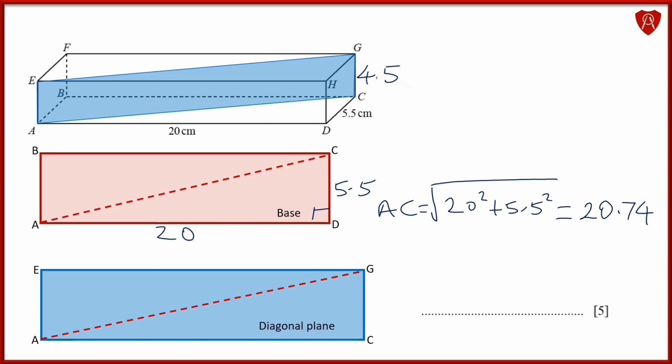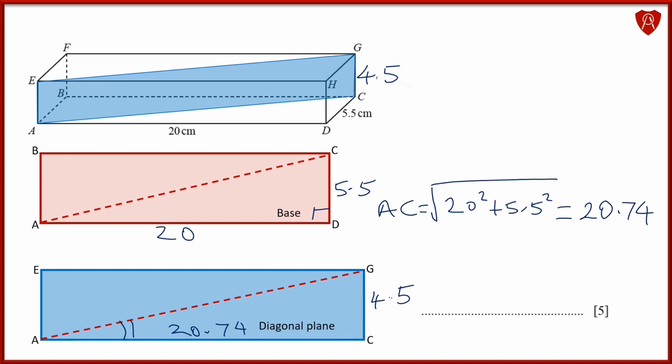So we call that the diagonal plane. It is a vertical plane across the diagonal of the base or the ceiling. We know this length here is 4.5, and we have already worked out the length of AC. Here it is 20.74. Our interest is this angle here. That's what the question asks us to find.